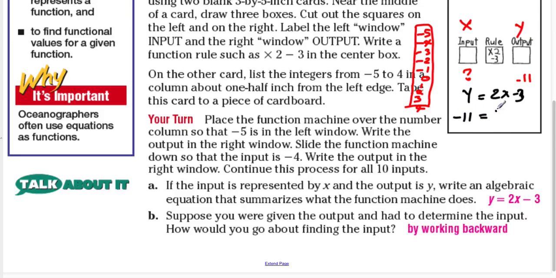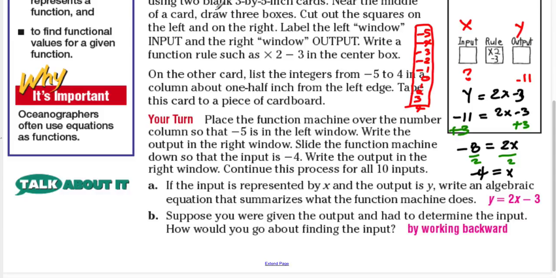We want to find the value of x. We simply work backward. And how do we work backward? By solving this equation: adding 3, and you end up with -8 equals 2x, and you simply divide both sides by 2, again working backward, and you end up with x equals -4. And that's how you work backward if you're given the output and you want to find the input.